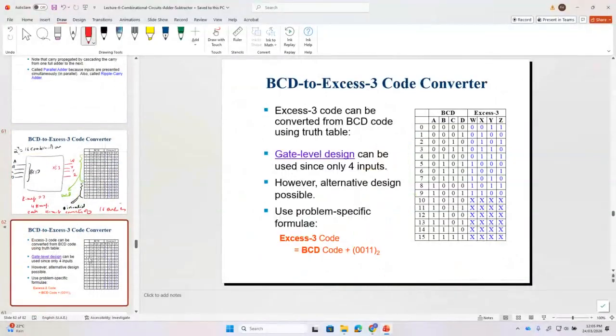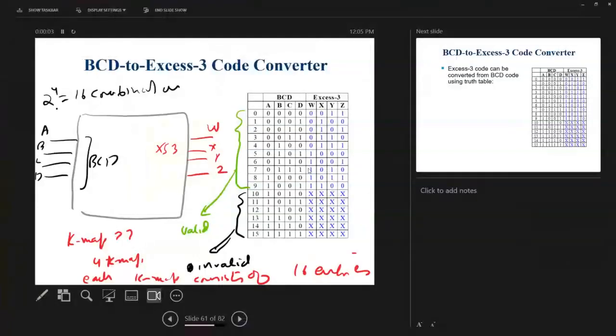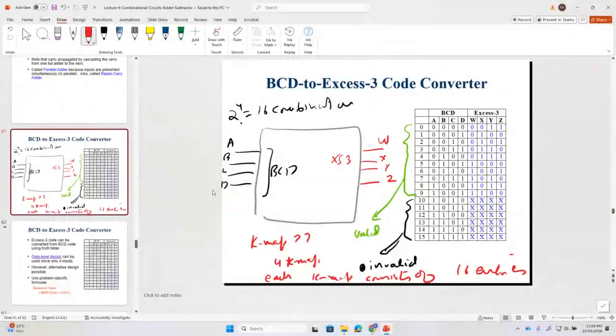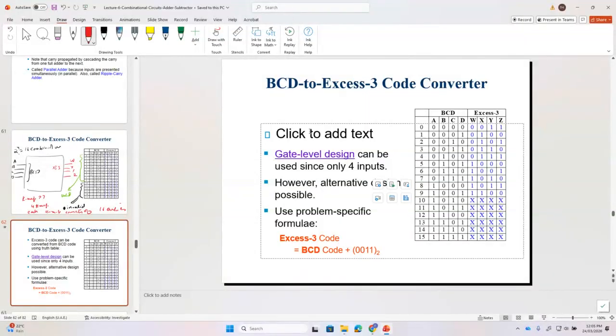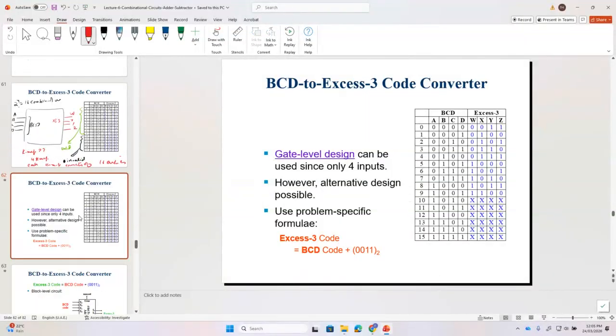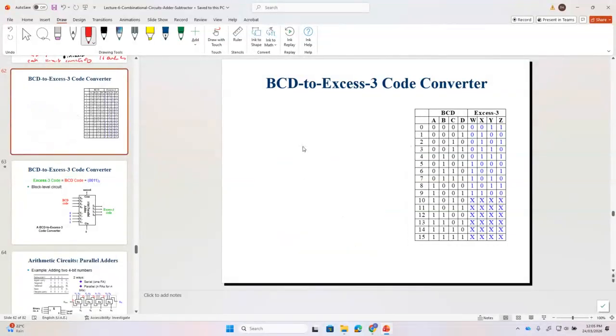Okay. So now you can see here, we have this. We did it. This method we already did in our last lecture. Now what we are going to do? Now we want to design the same BCD to XS3 code converter using a 4-bit adder.